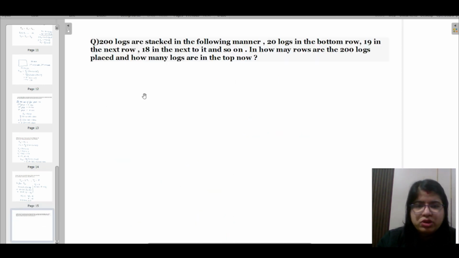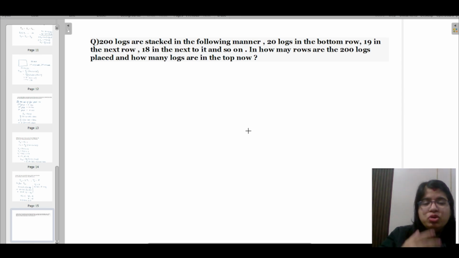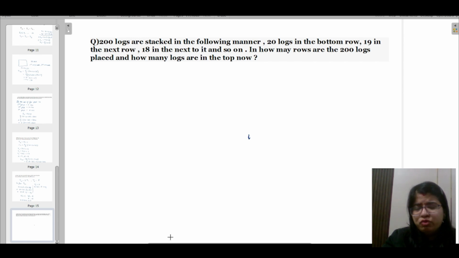Now we will move to the last question of this class. And the question is: 200 logs are stacked in the following manner: 20 logs in the bottom row, 19 in the next, 18 in the next to it, and so on. In how many rows are the 200 logs placed, and how many logs are in the top row? Okay. So whenever a word problem is given, you have to firstly read the question. If you are not understanding in one time, then you can read twice also, and then you will get what the question is saying, and it's very easy. You have to use the formula of AP, and then you will get the answer.